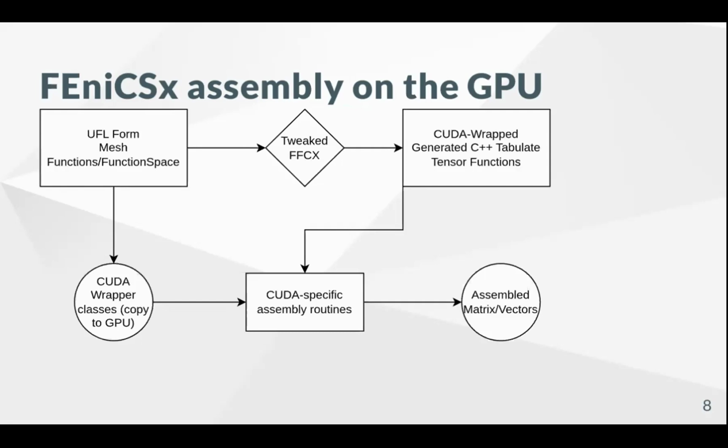The main work that had to be done was to copy all of the data that's needed for assembly to the GPU. Mesh information, element information, functions, because everything that's done on the GPU has to use a specific dedicated set of memory. And so the assembly routines also had to be completely rewritten in CUDA, and there's a number of different algorithms for doing that.